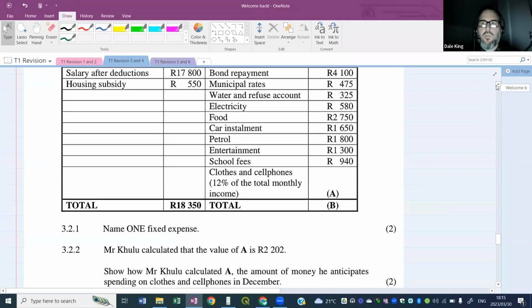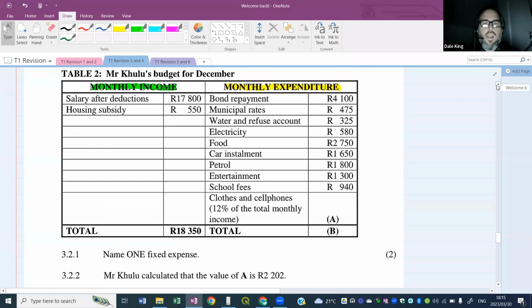First question, type in chat, please. Name one fixed expense, a fixed expense. On the right, we've got all the expenses. Which one of these is a fixed expense? Okay, we've got Amor saying electricity. We're going to talk about that. Good. Bond. Good. So, Keely, yes, a bond, that amount is definitely fixed. You agree on that amount with the bank. It doesn't change.